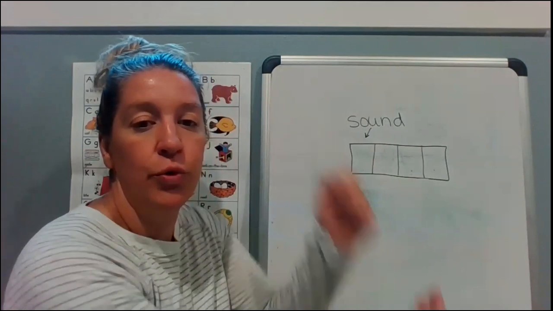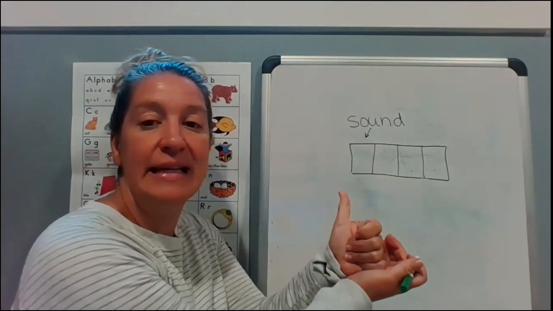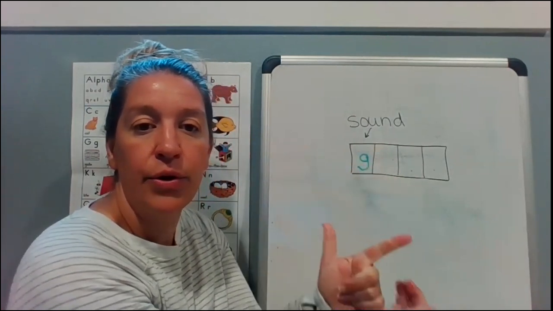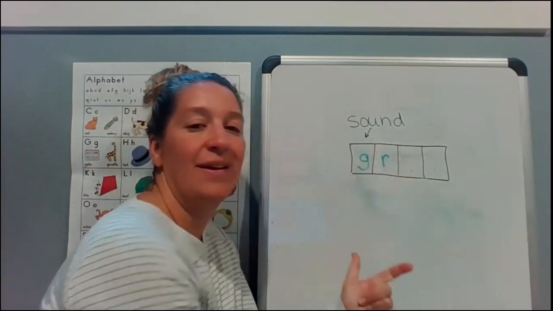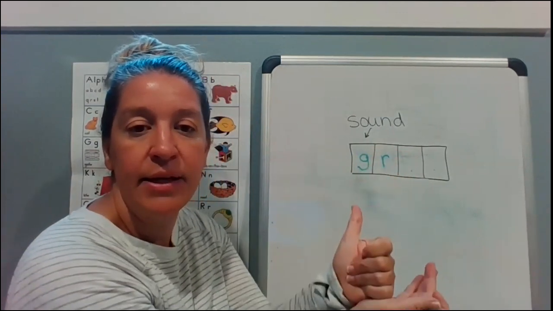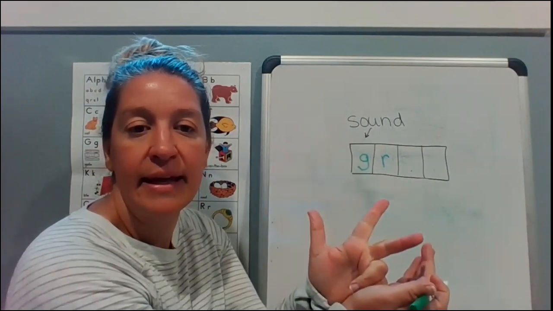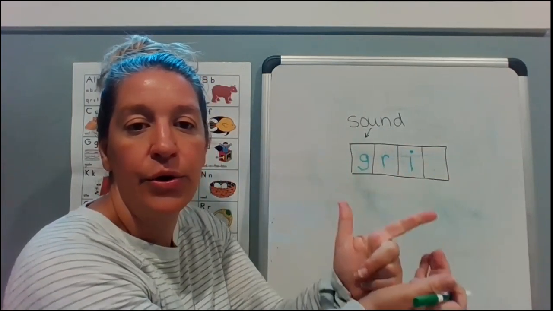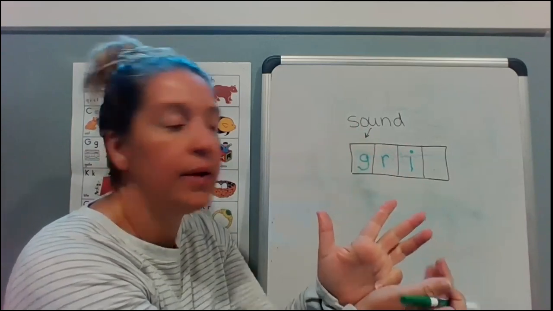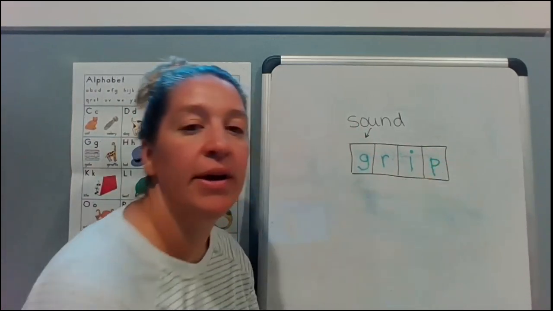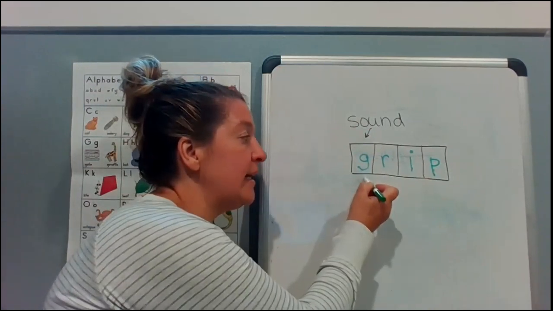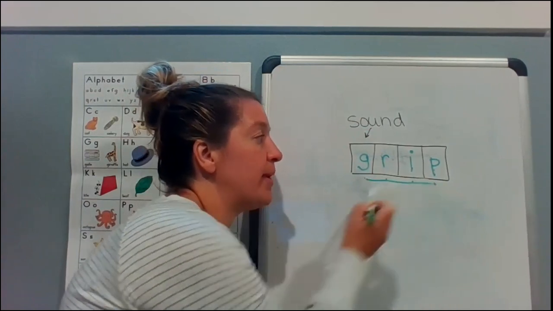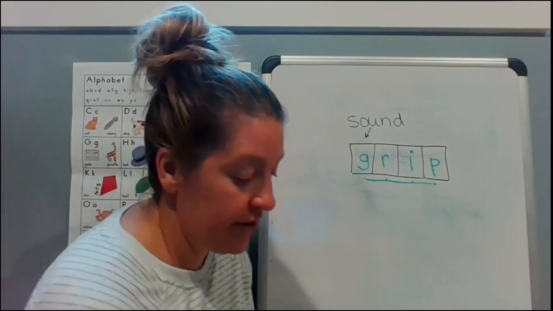Let's pound and tap. Grip. G. What letter says G? Let's write our G. Grip. G. Grip. G. I. Very good. Grip. G. P says P. Good. Let's check our sounds. G. P. Let's blend it. Grip. What's the word? Grip. Very nice.